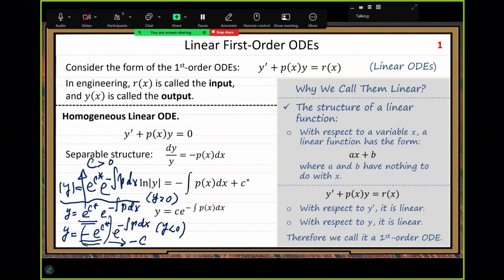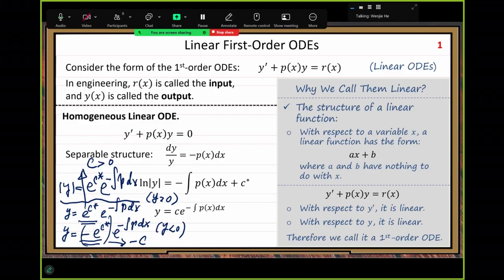See? Then, with this analysis, can we combine these two? When y is positive, we use positive C. When y is negative, we use negative C. All right, now we go here.